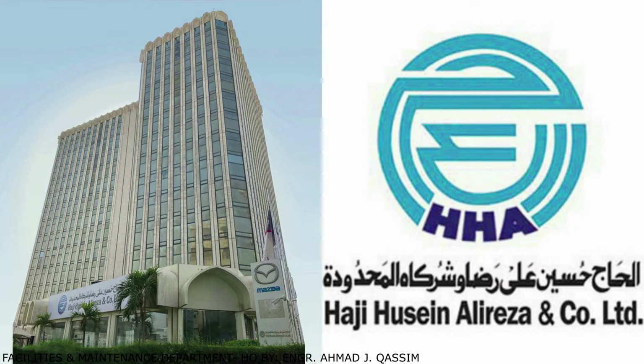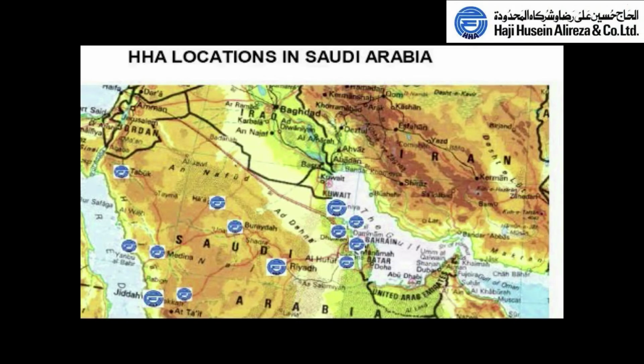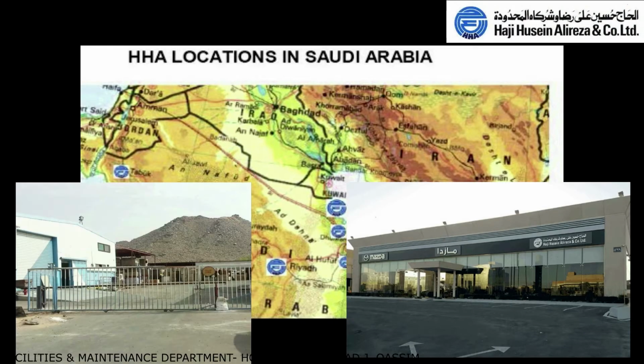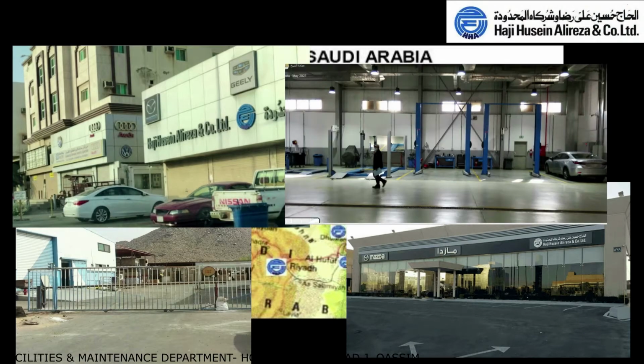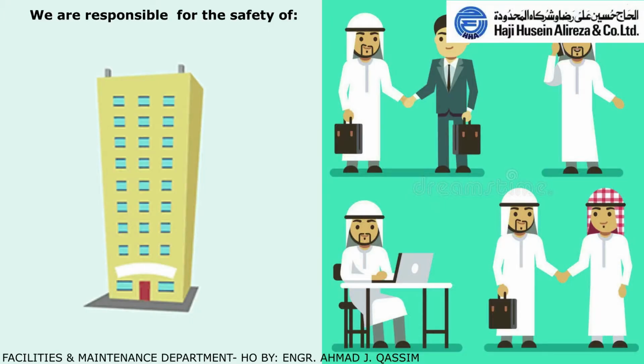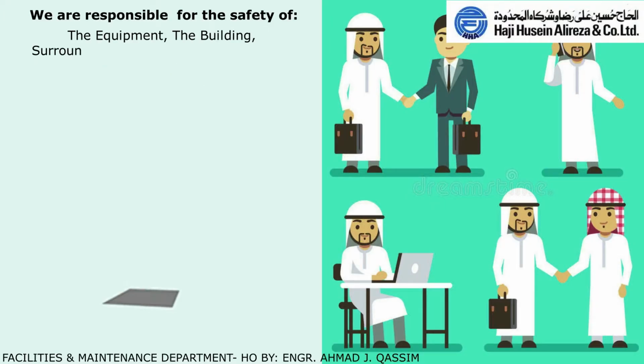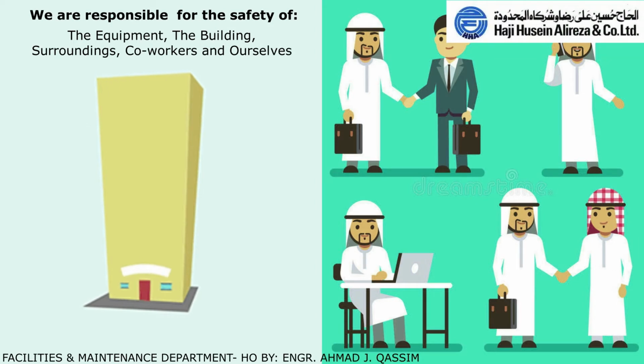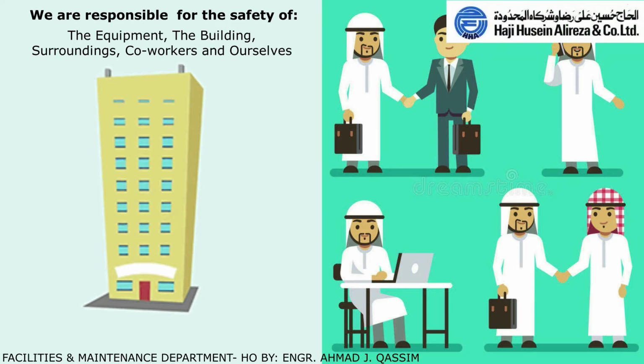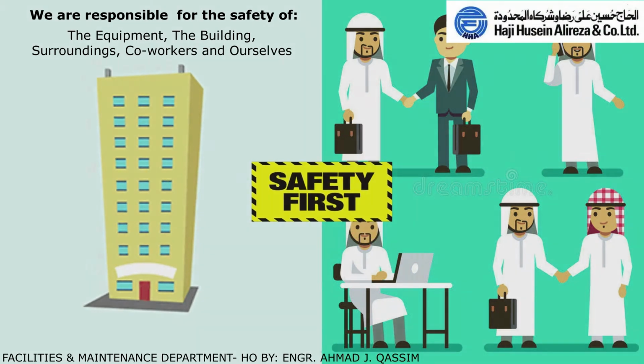As an employee for Haji Hussain Ali Reza, HHA, we have different branches around the Kingdom for commercial, warehouses, parts, service centers and lots more. We are responsible for the safety of our equipment, buildings, surroundings, co-workers and ourselves as well. Safety is always a priority.